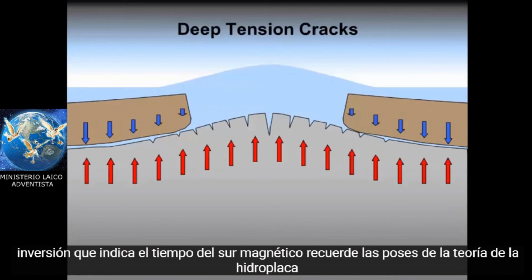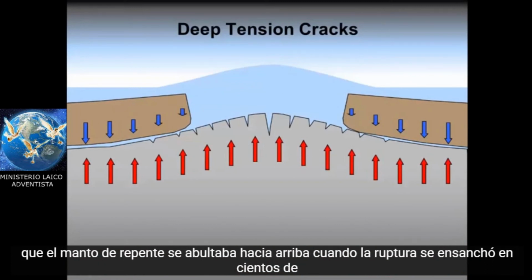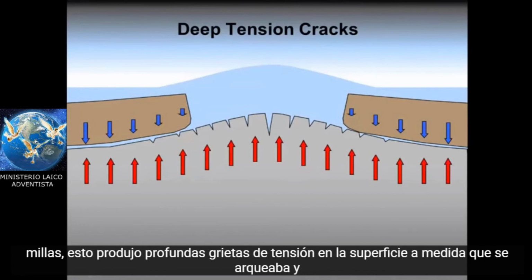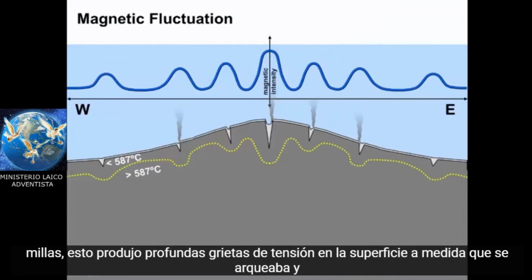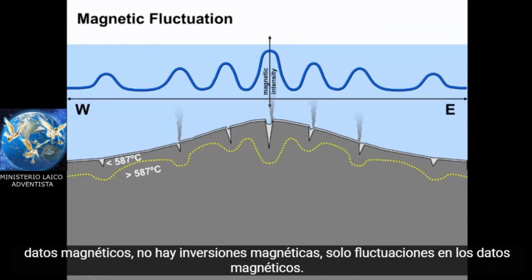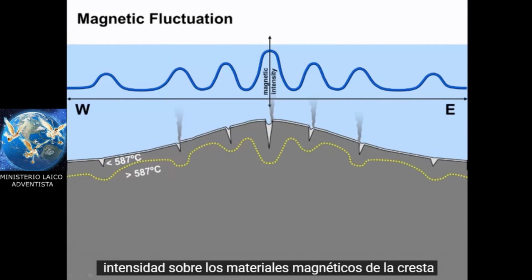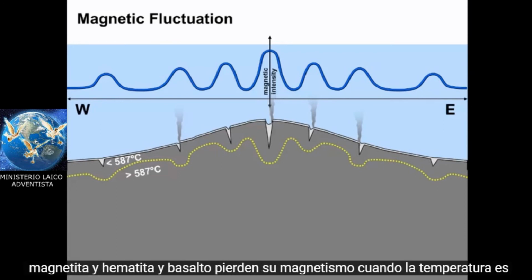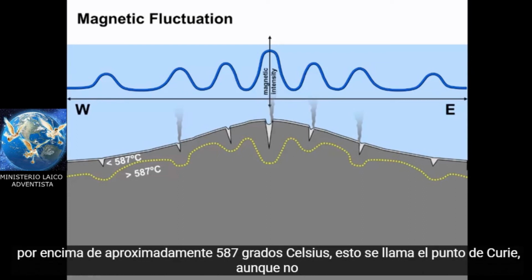Remember, hydroplate theory poses that the mantle suddenly bulged upward when the rupture widened by hundreds of miles. This produced deep tension cracks in the surface as it arched and stretched. Hydroplate theory offers a more plausible explanation of this magnetic data. There are no magnetic reversals, just fluctuations in magnetic intensity over the ridge. Magnetic materials, magnetite and hematite and basalt, lose their magnetism when temperature is above about 587 degrees Celsius. This is called the Curie point.